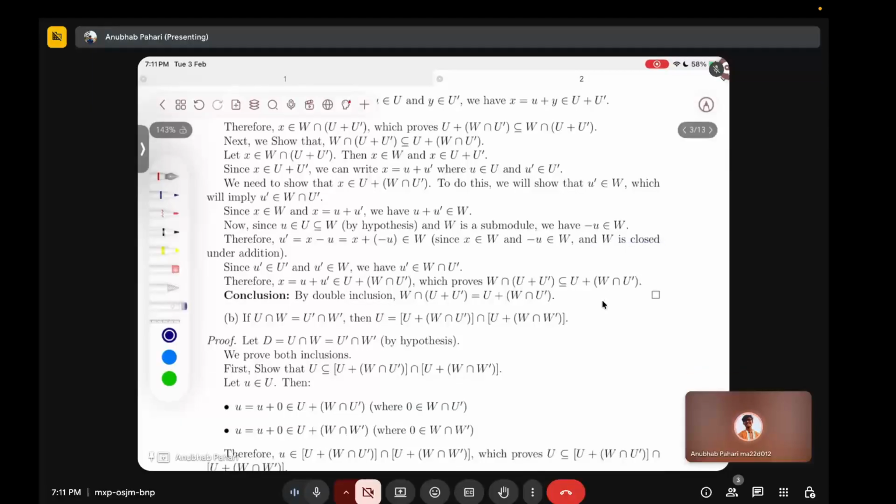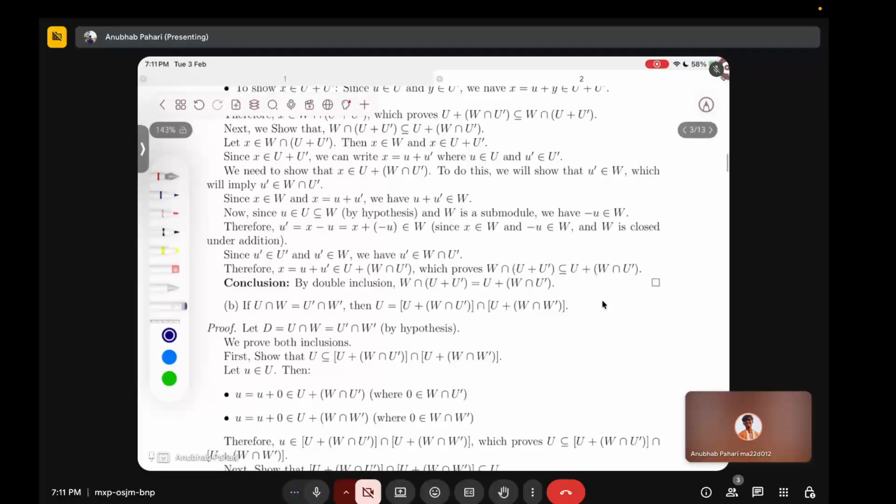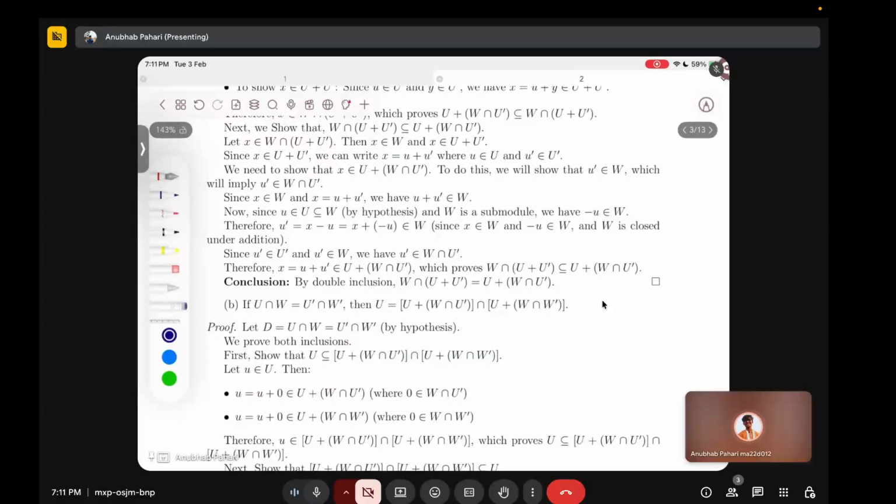And since small u prime belongs to capital U prime and small u prime belongs to W, we have that u prime belongs to their intersection, and therefore this happens, and that is that x belongs to this sum, which proves that this inclusion is also true. Therefore we conclude that they are equal.